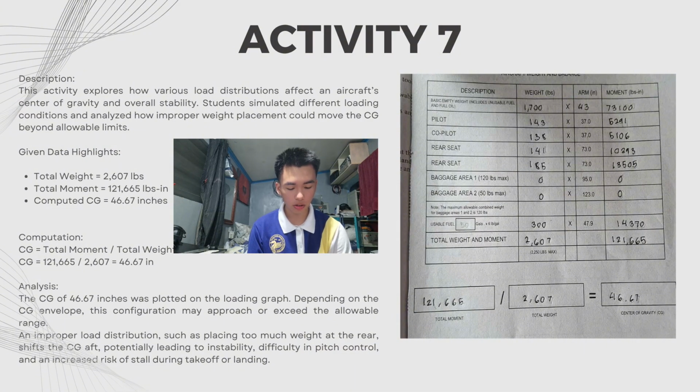Lastly, using the loading graph, we plotted the total weight and the total moment to check if the CG falls within the safety range. The normal category and utility category areas include the safe CG limits, while the maximum takeoff weight is 2,550 pounds. Our plotted point fell inside the safety envelope, confirming that the aircraft is correctly loaded and balanced for safe flight operation.